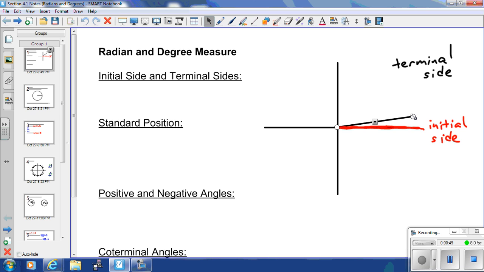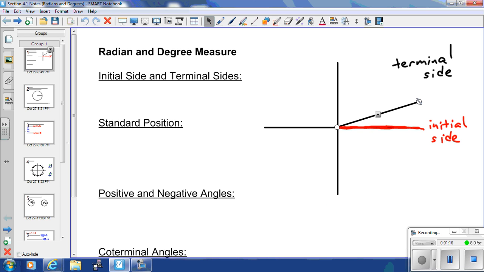So this is a 0-degree angle. It's not open at all. Right about here would be like a 30-degree angle. Here would be about a 45-degree angle. Here would be like a 60. And then hopefully you realize that this up here would be 90. I can keep on going over here. Here's 135, say for instance. Here's 180. Here's 270, and then here is 360.